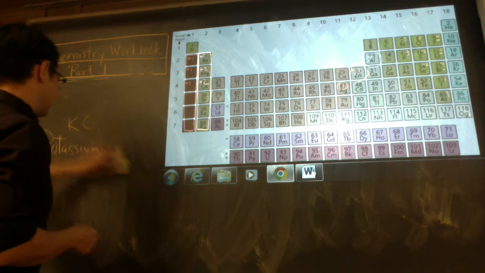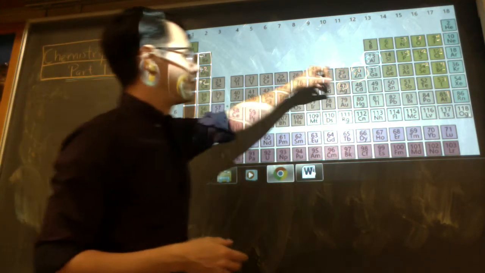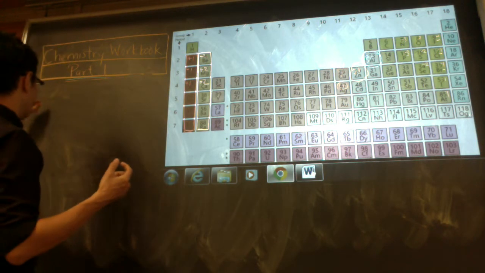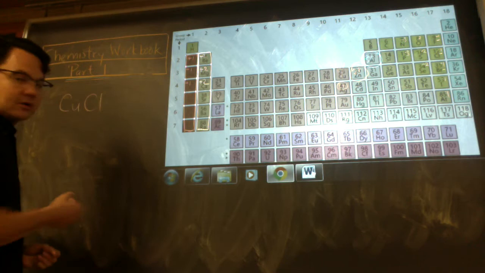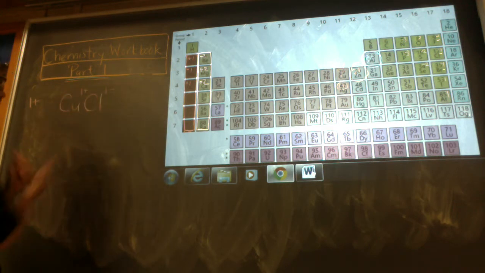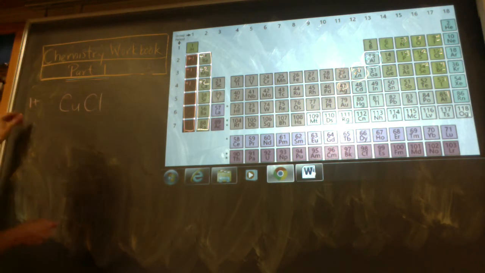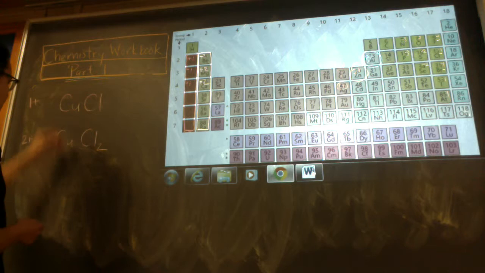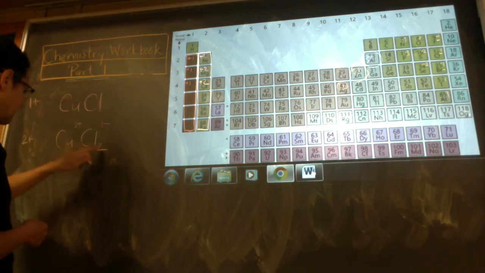But what if we have copper and chlorine? Now, copper and chlorine can combine in two ways. If copper is 1 plus, then we have copper and chlorine that way, okay? Because copper is 1 plus, and chlorine is 1 minus, and so they match up. So CuCl would be one possible way. And if it's 2 plus, then it would be CuCl2. Because copper has 2 plus, and chlorine has 1 minus. So we do our crossover rule, we'd end up with 1 down here and 2 over here.